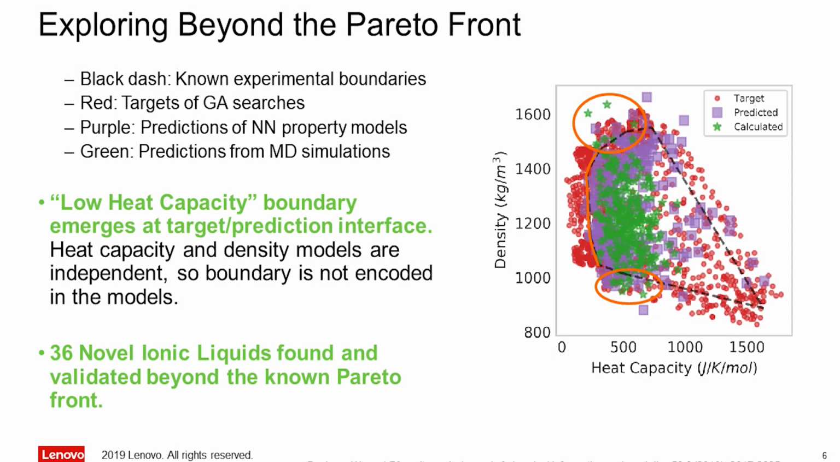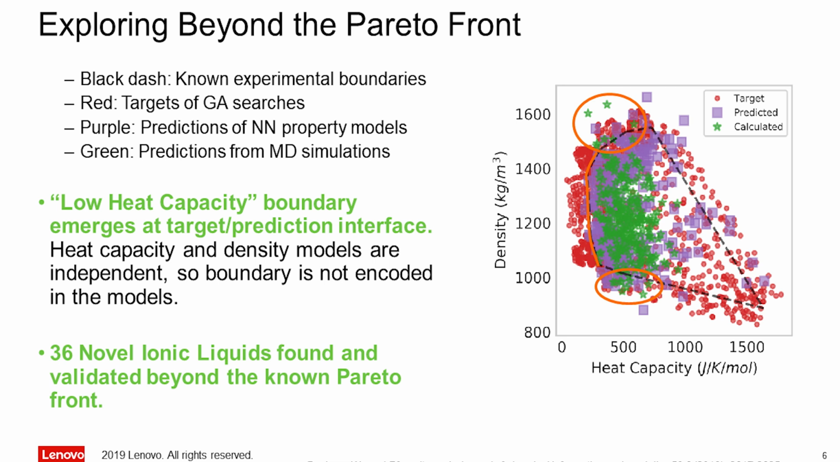The black dashed line here is the known experimental boundaries for heat capacity versus density. We don't have any experimentally validated results outside of this. The red are the targets for optimization. So you can see that we're trying to target places usually outside of this boundary. The purple are predicted properties from the neural network, and then the green is finally the simulated physics-based simulation properties.